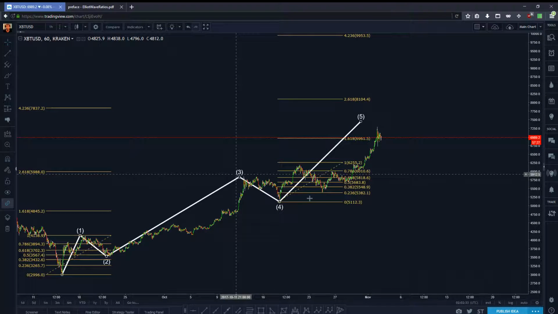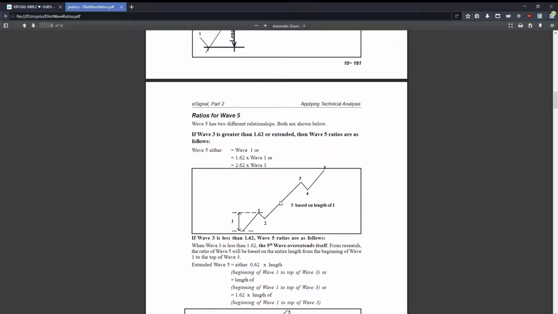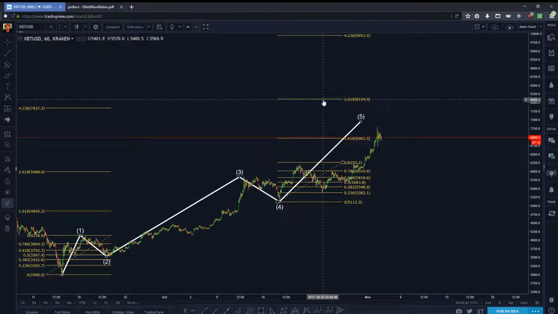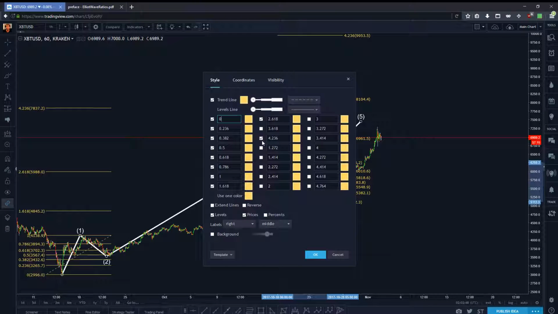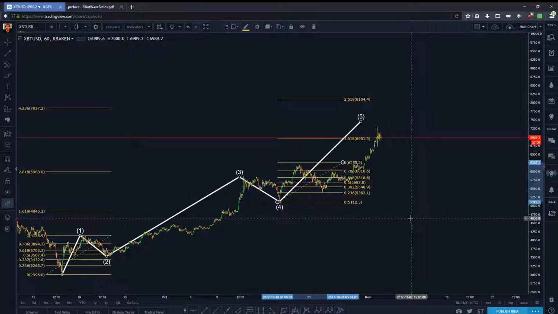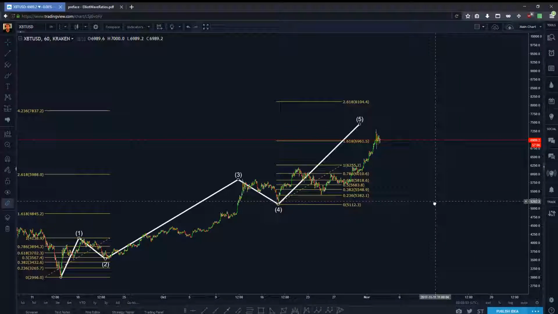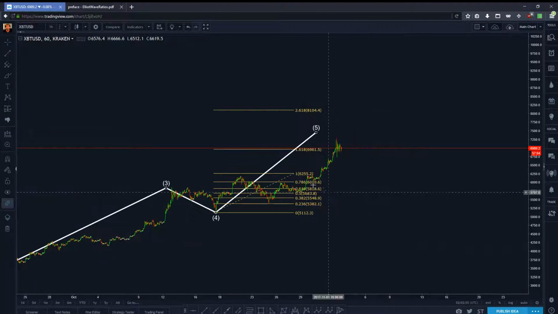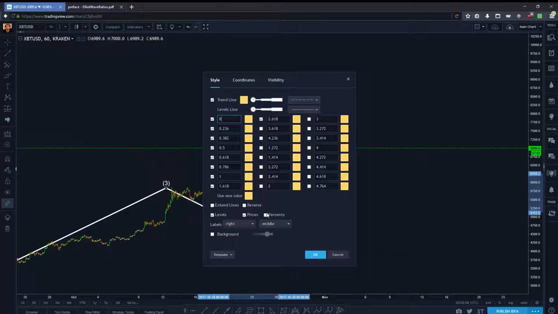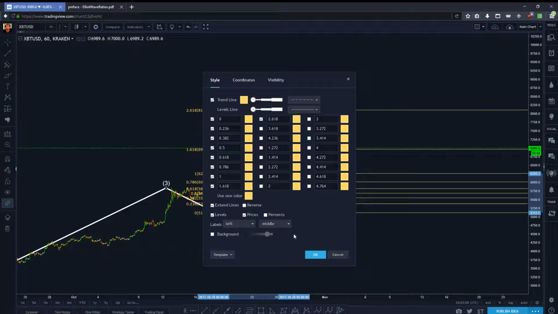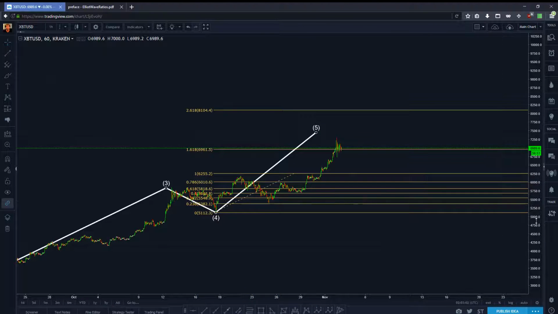Because it's extended, we're using these first set of guidelines here, which are based around wave 3 being extended. So targets are the length of wave 1, 1.62, or 2.62. So I'm just going to go in and remove the 4.25 fib, and these are the targets. So let's move these back to the right and extend these lines. And we'll zoom in here.